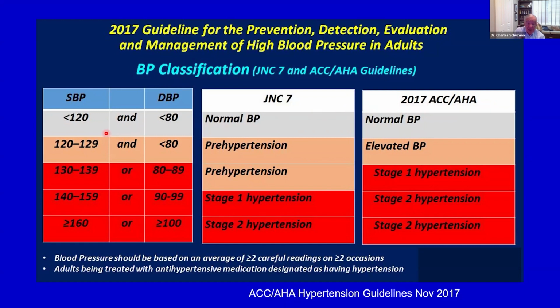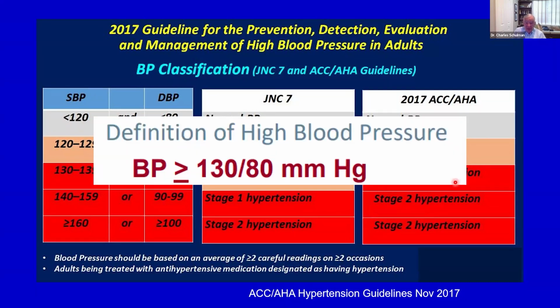Okay. The definition of normal blood pressure has always been less than 120 over 80. In the older guidelines, from 120 to 140 was called pre-hypertension. But in the newest guidelines, 120 to 130 is called elevated blood pressure, and stage 1 hypertension begins at 130 over 80. Stage 2, of course, is higher than that. So the definition of high blood pressure is a blood pressure greater than or equal to 130 over 80.